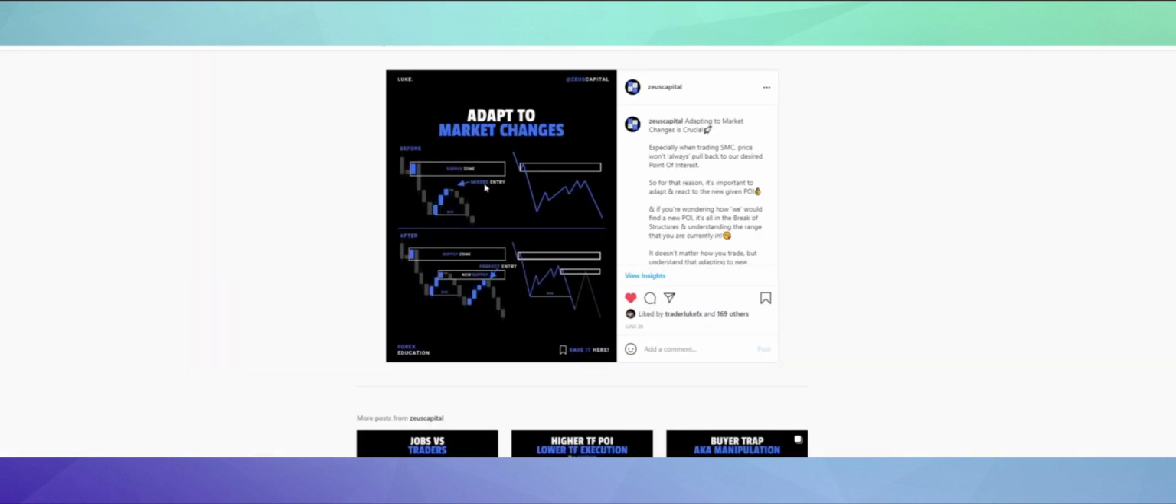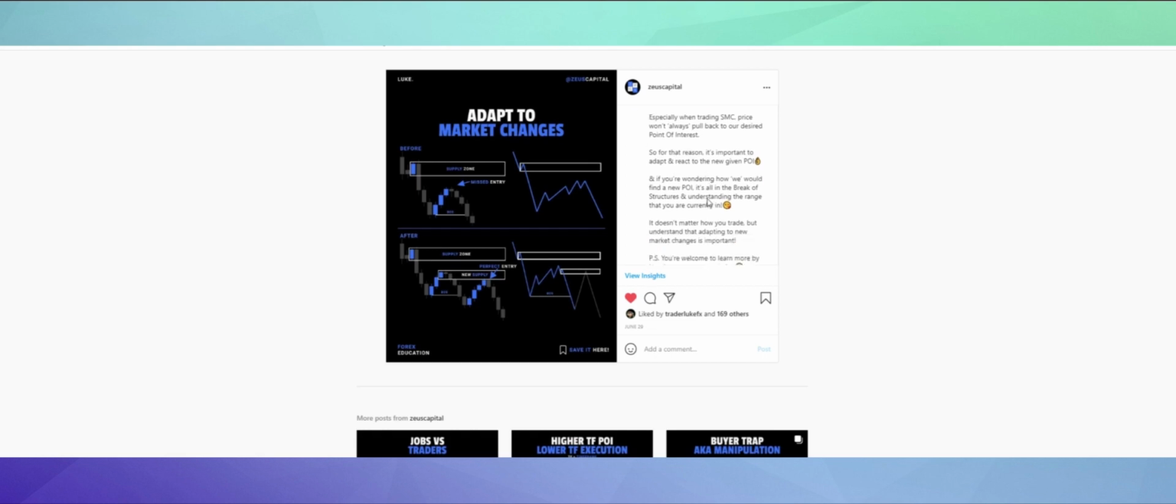And as we go back to this other subject, you want to see here: adapt to new market changes. Now this is understanding ranges. Price won't always pull back to our desired point of interest. For that reason, it's important to adapt and react to the new given point of interest, right? If you're wondering how we would find a new point of interest, it's all in the breaker structures and understanding the range that you're currently in. It doesn't matter how you trade, but understanding that adapting to new market changes is important, right?